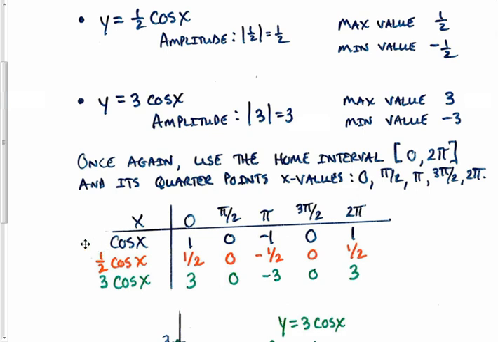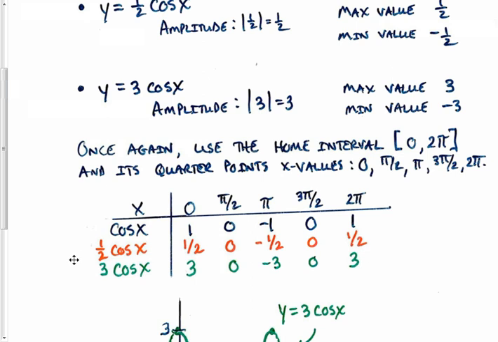Now in the original cosine function, when y equals cosine of x, our y value is 1 when x is 0, and our y value is 0 when x is pi over 2, because cosine of pi over 2 is 0. And our y value is -1 when x is pi, and our y value is 0 when x is 3 pi over 2, and so on. Because the cosine of 3 pi over 2 is 0, that means our y is 0.